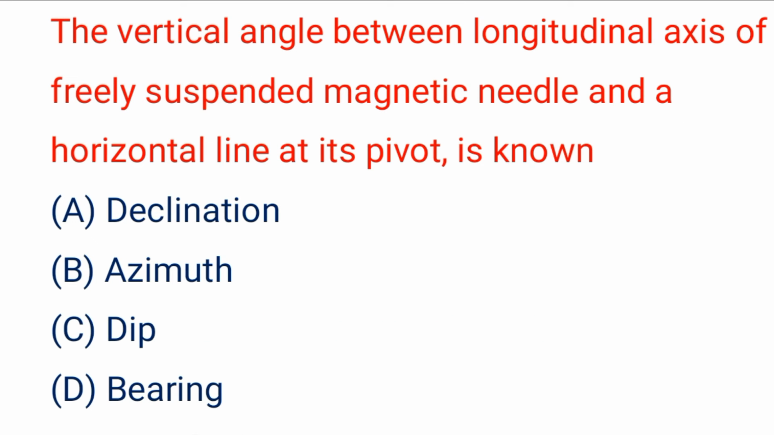Next question, the vertical angle between longitudinal axis of the freely suspended magnetic needle and a horizontal line at its pivot is known as option A, declination, option B, azimuth, option C, dip, option D, bearing. The correct answer is option C, dip.